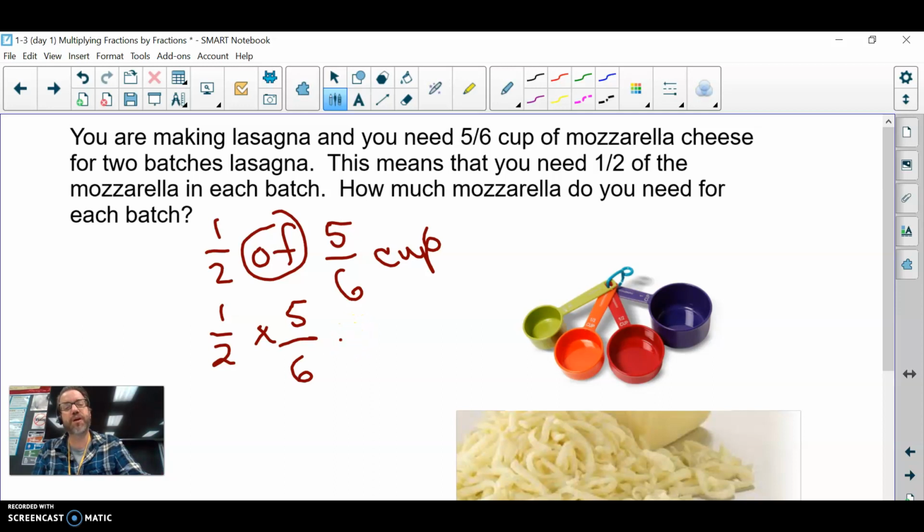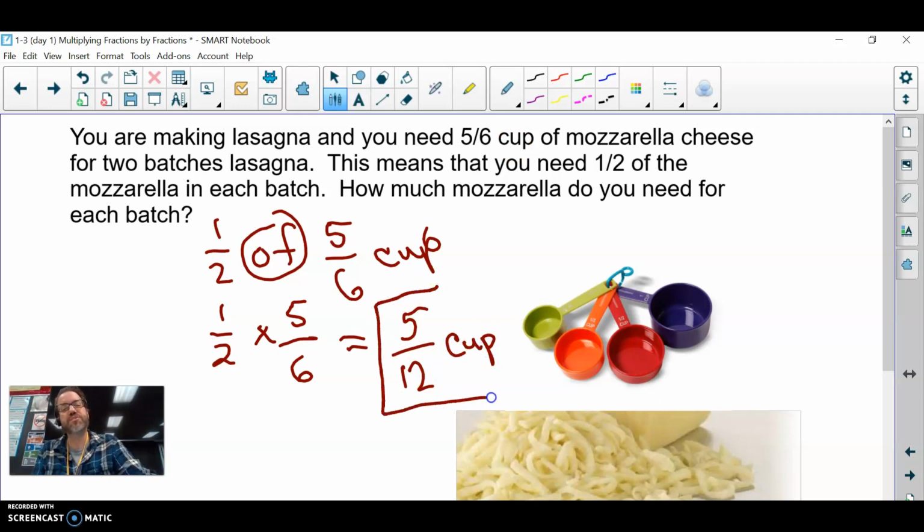All I can do is multiply. 1 times 5 is 5 over 2 times 6, which is 12. So 5/12 of a cup of mozzarella cheese goes in each batch.